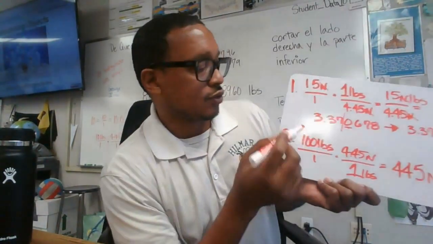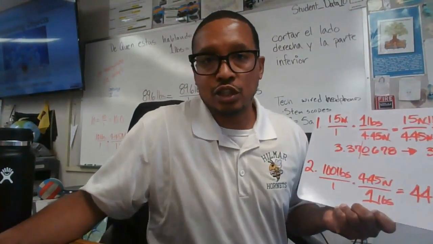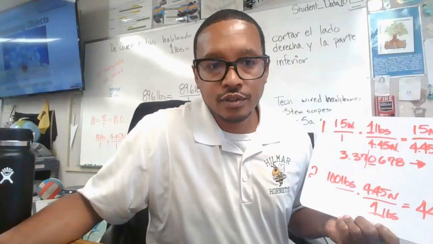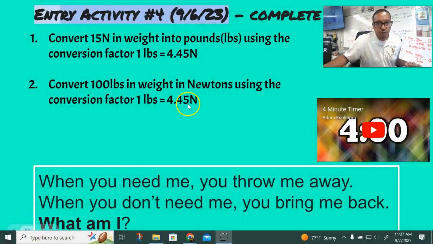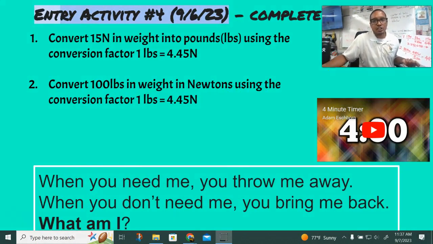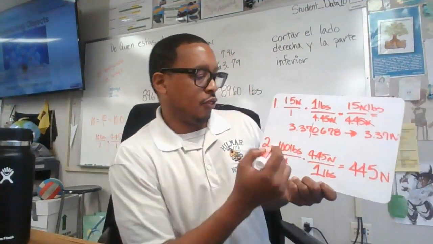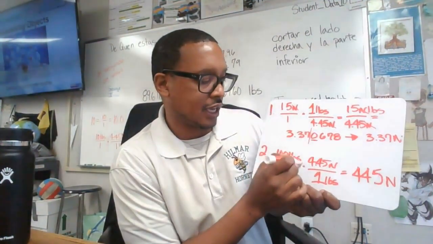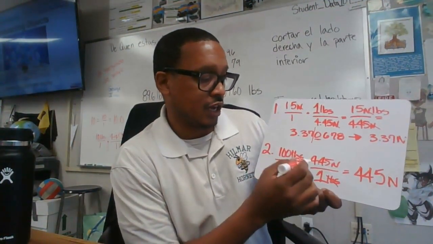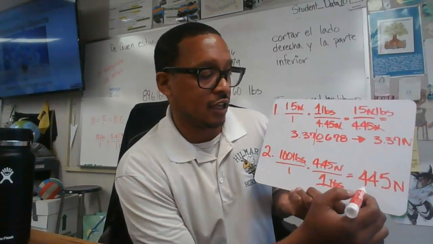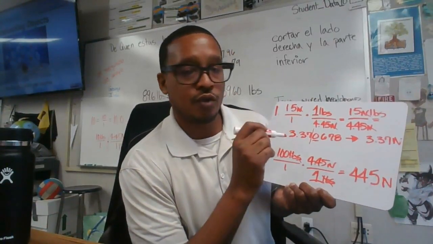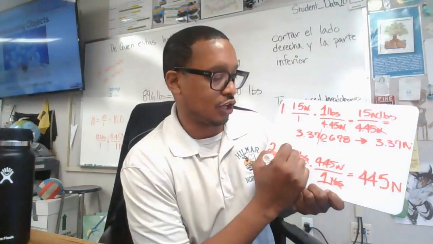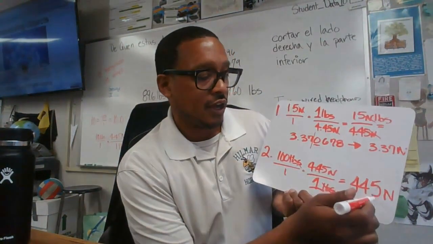All right. This next one, right? Let's read it real quick. Okay, cool. All right, so we're converting from 100 pounds in weight, and then we're going to convert that into newtons, okay? Now, this one, 100 pounds, right? And then we have the pounds on the bottom, pounds on the top. That way we can cancel them. And it's just 100 times 4.45, and that is 445 newtons. So it's just 100 times the 4.45, and then you get 445 newtons.